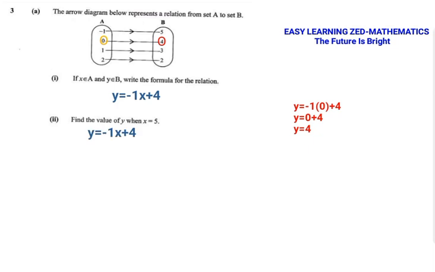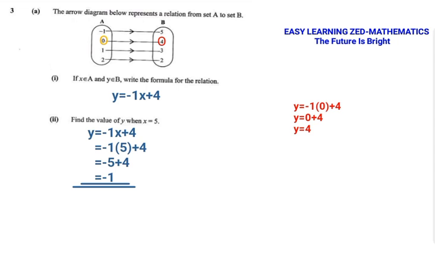Then what we're going to do is replace x by 5. So it's going to be equal to negative 1, times 5, then plus 4. Then we come down and say negative 1 multiplied by 5 will give us negative 5, plus 4. Then negative 5 plus 4 will give us negative 1, which is the correct answer.